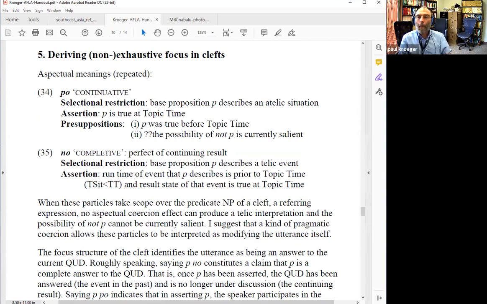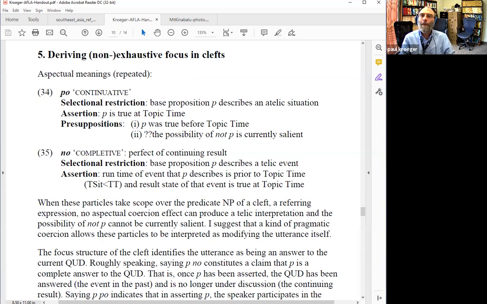The key idea is that when you combine one of these aspect particles with a definite description, a definite referring expression, you can't get the kinds of aspectual coercion effects that I was just talking about. You can't get a change of state. Sandy Chung is Sandy Chung, and in most contexts, there are ways to think about her changing her identity, but it's not the same thing as a change of state. So it's the nature of the predicate in the clefts that blocks the aspectual coercion.